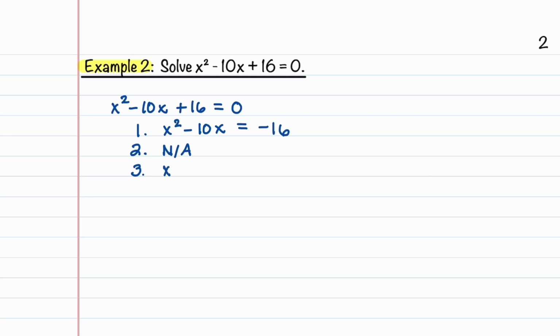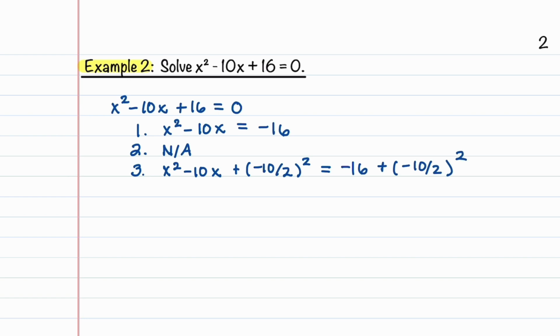So we're going to write down x squared minus 10x. To complete the square, we're going to take negative 10 and divide it by 2 and square it. So we're going to add minus 10 divided by 2 squared. And then on our right-hand side, we have minus 16, and we'll also have to add that same constant because we can't be changing our equation.